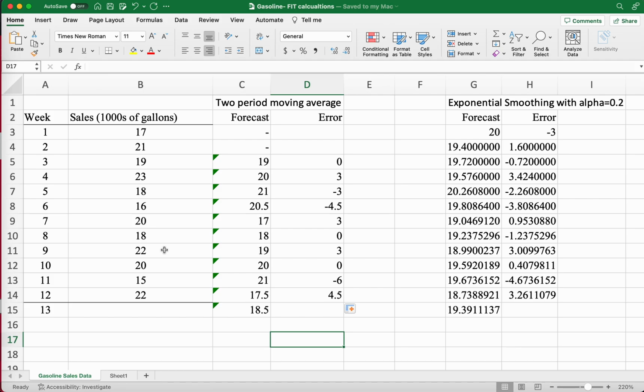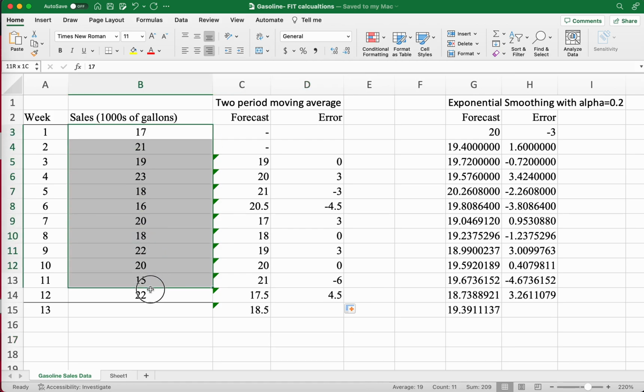And you have to pick a method because at the end of the day, you need a single number as your forecast, so you can use that to do whatever planning you need to do for the next week or the month or the quarter or whatever your time horizon is. So the question we'll be answering in this video is, let's say that for this data, this is gasoline sales data in thousands of gallons.